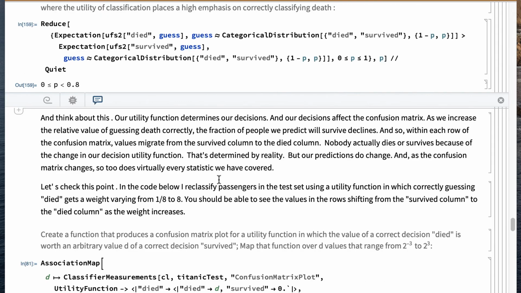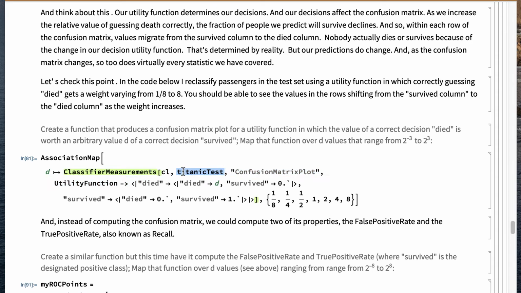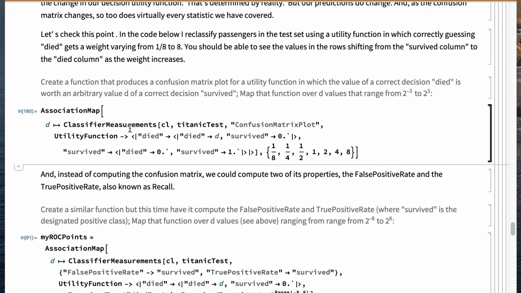Let's check this point. So I'm going to run this code, and we're going to compute the classifier measurements using our classifier, using the test data. We're going to produce a confusion matrix plot, but our utility function is going to be a function itself of D, which is that relative value of getting death correct. And I'll let that vary from 2 to the negative third, 1/8, to 2 to the third, 8. And so let's see what happens to our confusion matrix as we change the utilities from different forms of guesses.